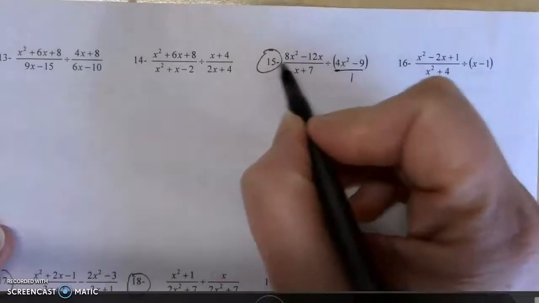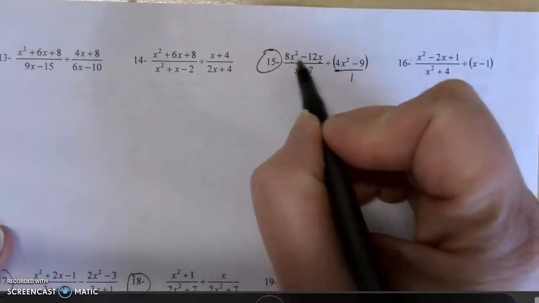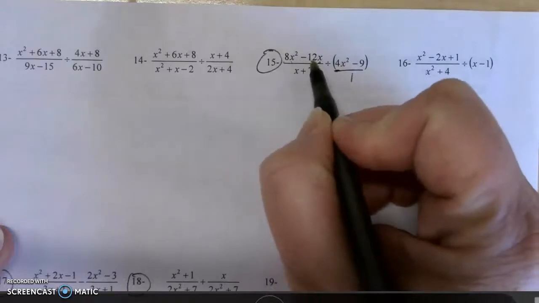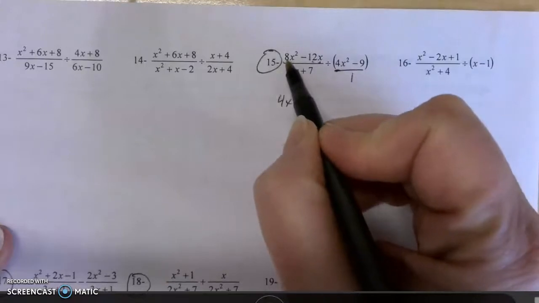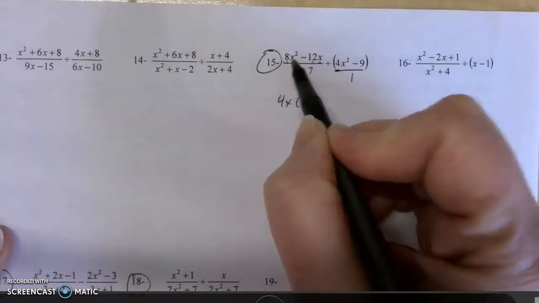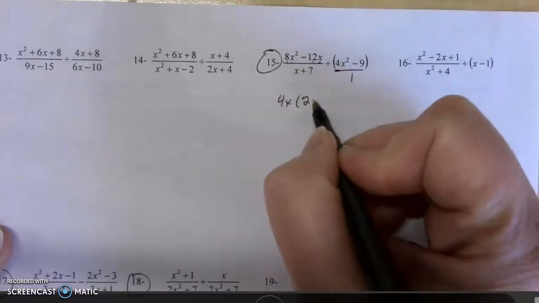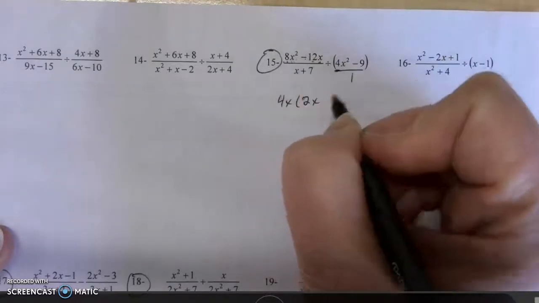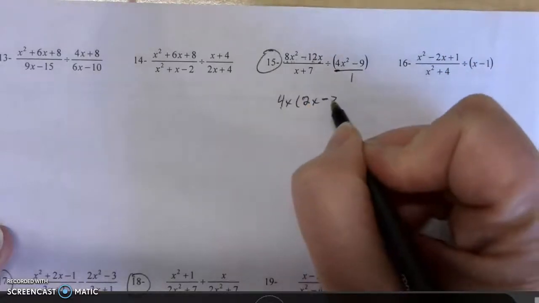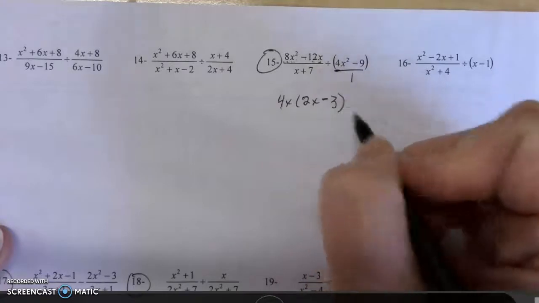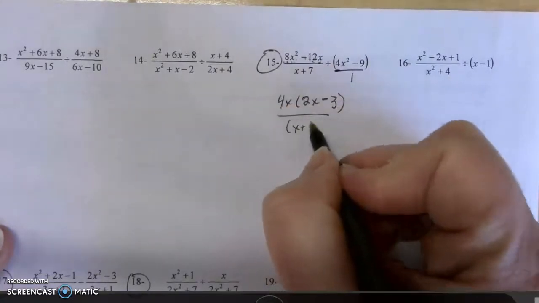I'm going to factor while I can. So I'm looking at these two. I can see I can take an x out of both, and they both divide by 4. So I've got a 4x that leaves me with a 2 and an x. 8 divided by 4 is 2, and I have 1x left. Minus 12 divided by 4 is 3, and there's no x left. X plus 7 doesn't, so I'm going to leave that alone.